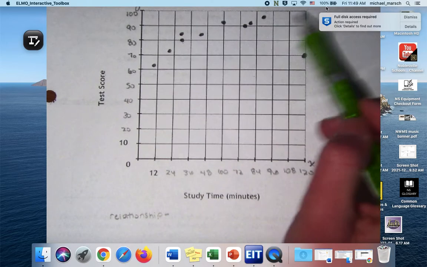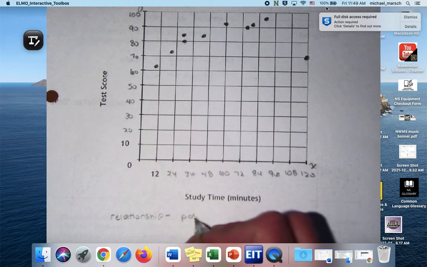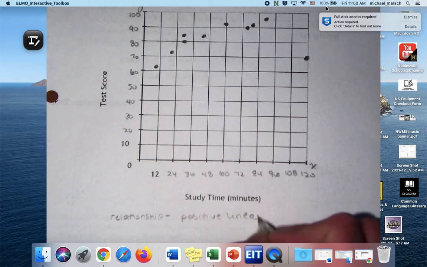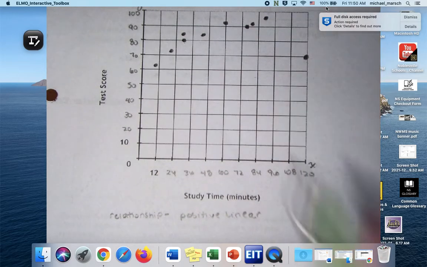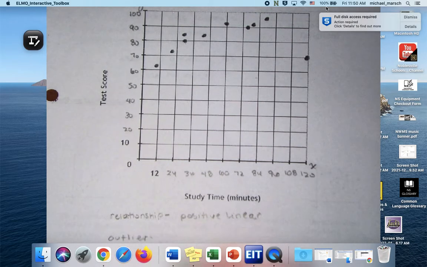Positive, negative, linear, nonlinear? Positive, linear. So a nonlinear would be a very obvious curve, like it was on the front page. You would know right away that there's no way I can draw a ruler straight through that. What about the one on the right side? That's our outlier. That's a person that studied for 120 minutes and got a 70.